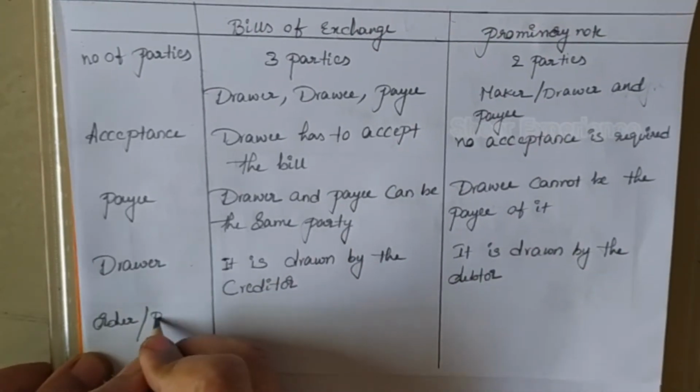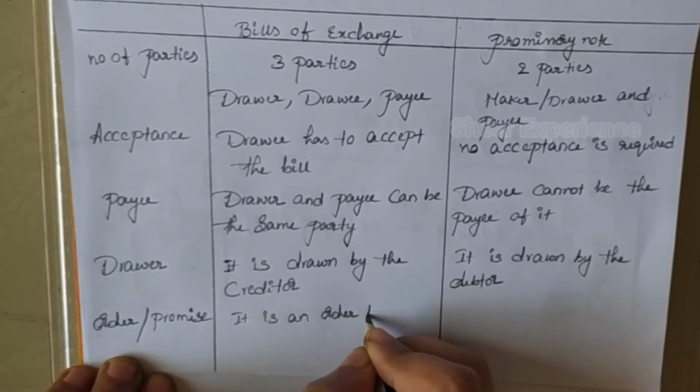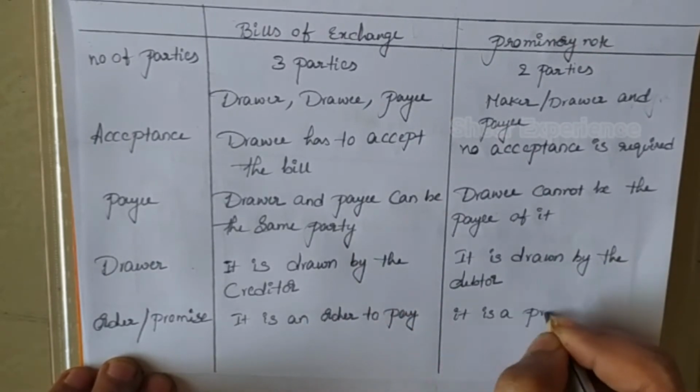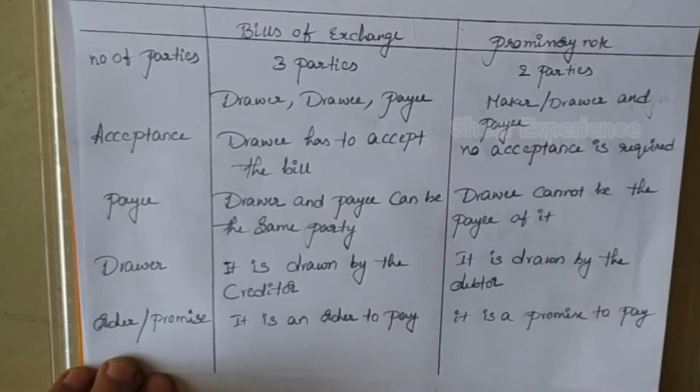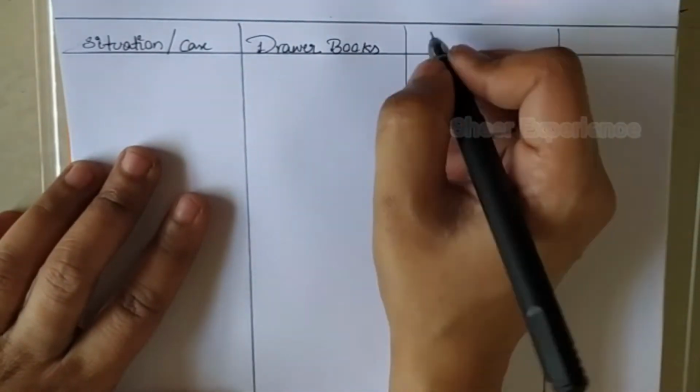In terms of order or promise, in bills of exchange, it is an order to pay, whereas in promissory note, it is a promise to pay. These are the major differences between bills of exchange and promissory note. Now we'll see the journal entries in drawer and drawee books.